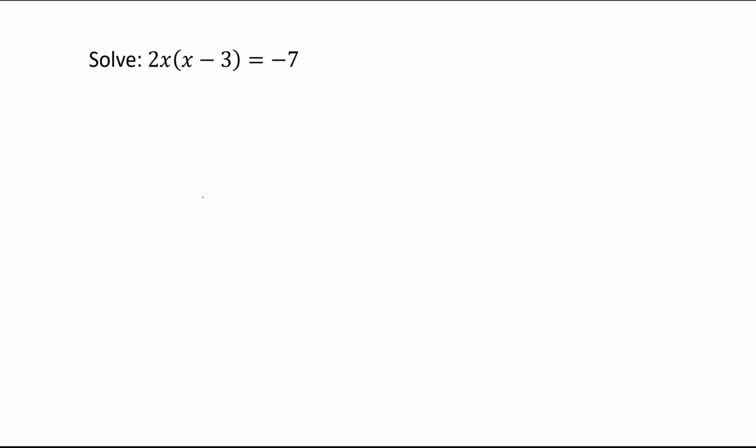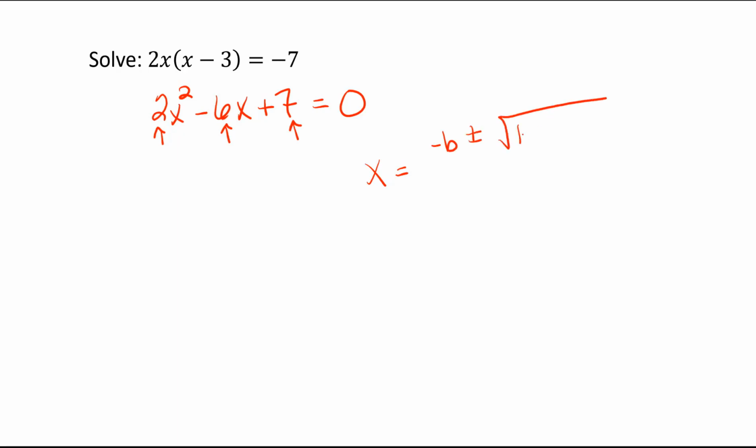So, don't forget. If we want to solve this equation now, for example, using the quadratic formula, we just get it into the right form, multiply it out: 2x squared minus 6x plus 7 equals 0. And here's my a, here is my b, and here is my c. So I'm looking for negative b plus or minus the square root of b squared minus 4ac all over 2a. And now I can just fill those numbers in.